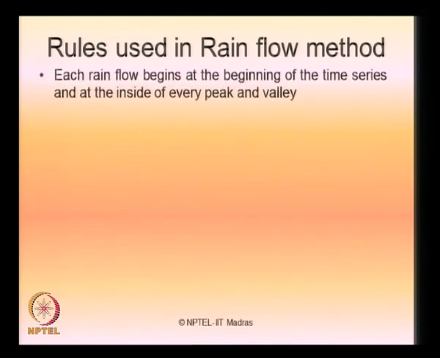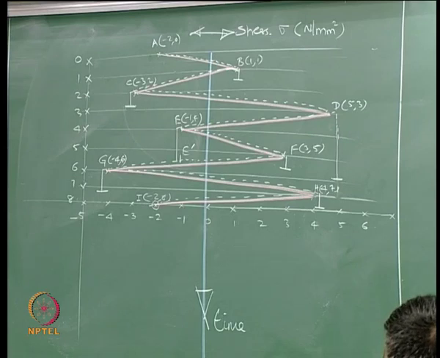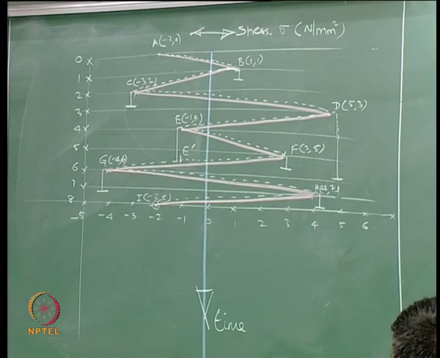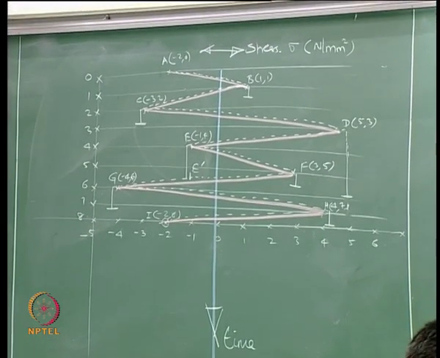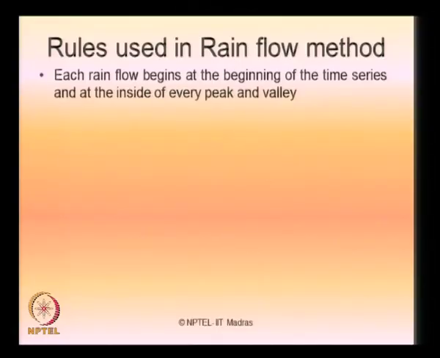Each rain flow begins at the beginning of the time series and at the inside of every peak and valley. That is what we have done here. We started this dotted line from A, which is a valley, moved to B, and then it terminated there. Again from the inside of the point B, which is starting the next line, moves to C, and so on and so forth. So each rain flow begins at the beginning of the time series and at the inside of every peak and valley.